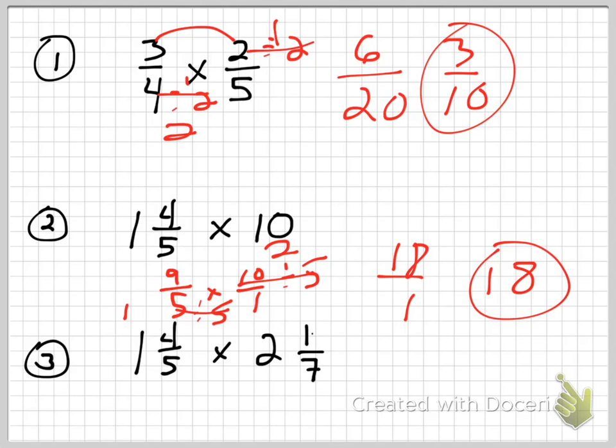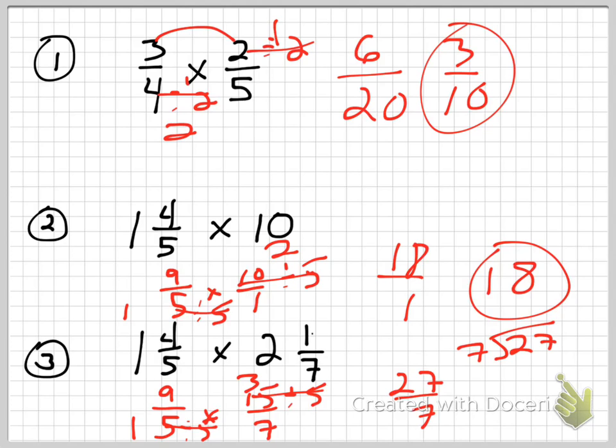easy. This last one, it's 9/5 again times 15/7. What do I do here? Divide by 5, divide by 5. That's a 3. That's a 1. That's a 3. Can anything else be reduced? 9 times 3 is 27 over 7. Am I done? No. 27 divided by 7. 7 goes into 27 3 times with a remainder of 6. What does that mean? 3 and 6/7. 3 6/7 is the answer.